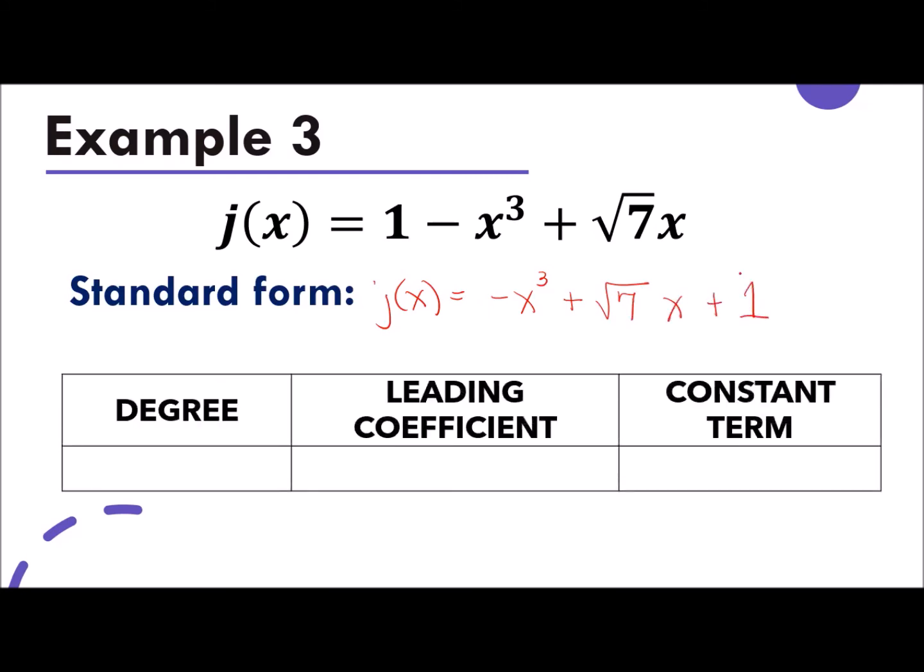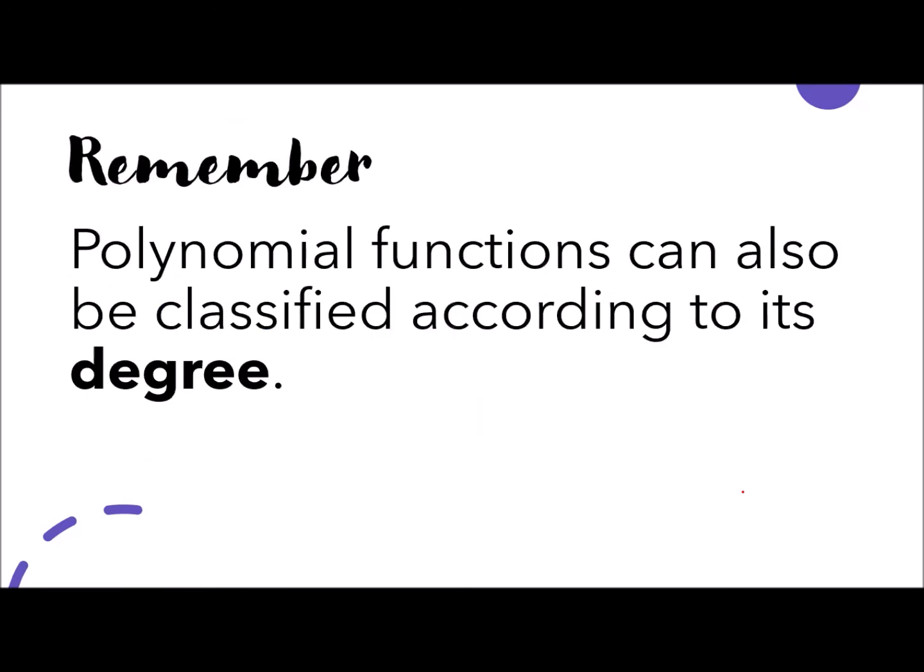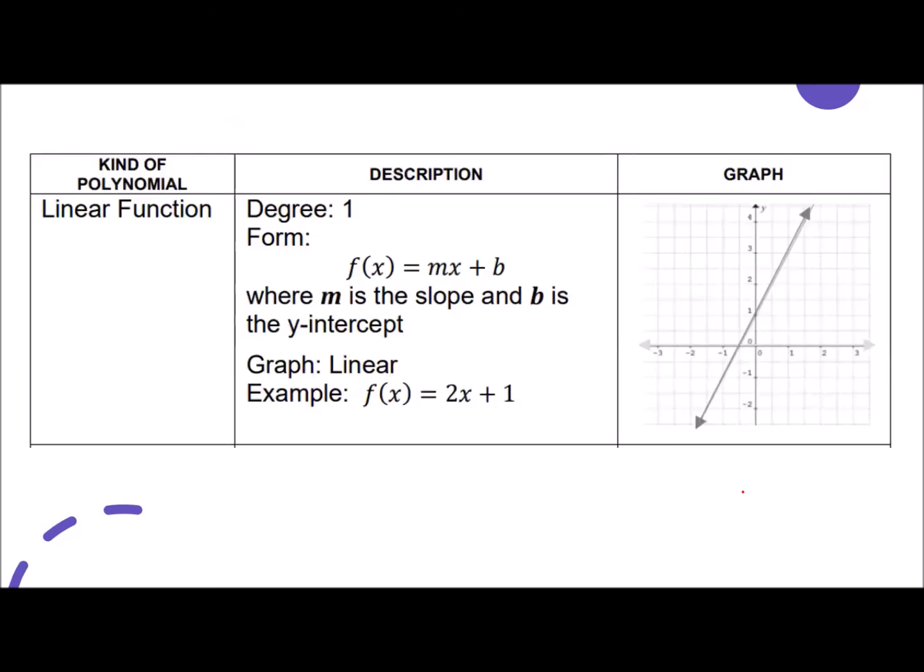So that we could easily identify the degree. We have here 3, the highest exponent. The leading coefficient is negative 1 and the constant term is 1. So I hope I'm very much clear with this polynomial function. Always remember that the polynomial functions can also be classified according to its degree, katulad lang ng ating review kanina. So let's start first with having a highest exponent of 1. It is known to be the linear function.